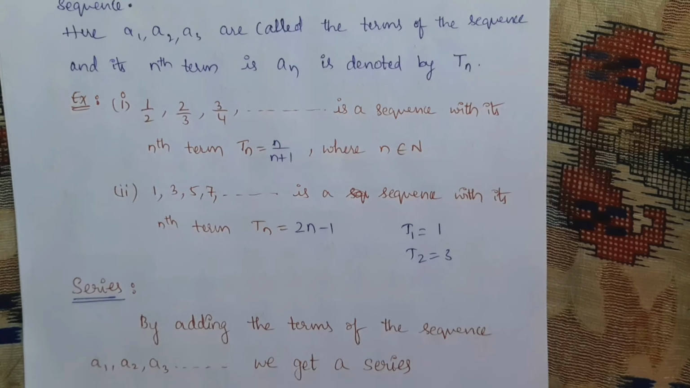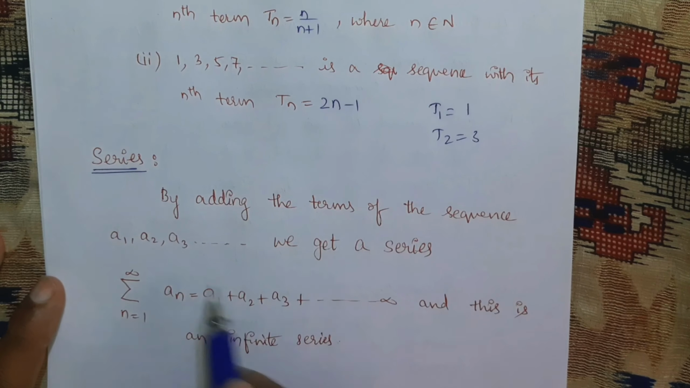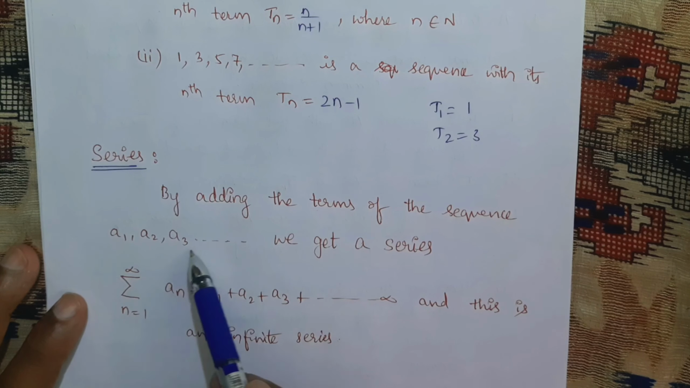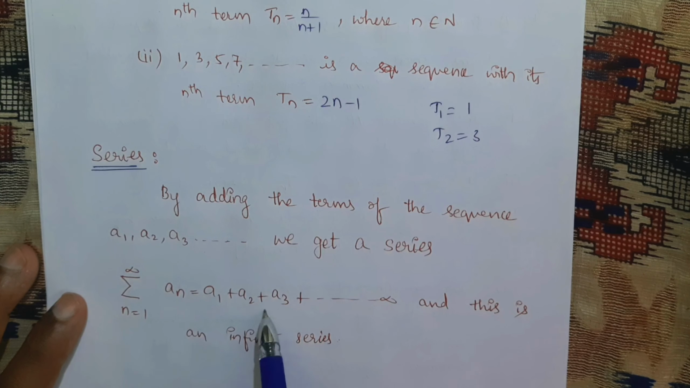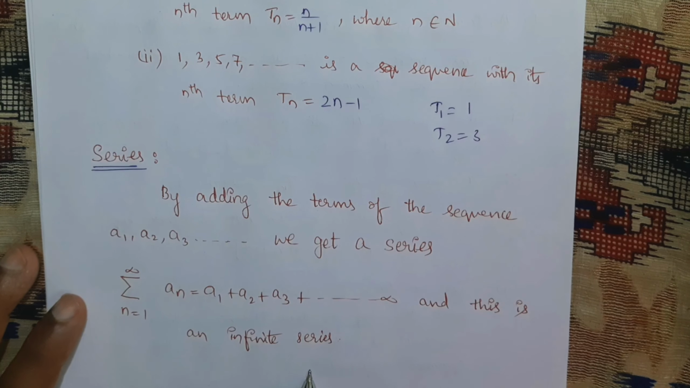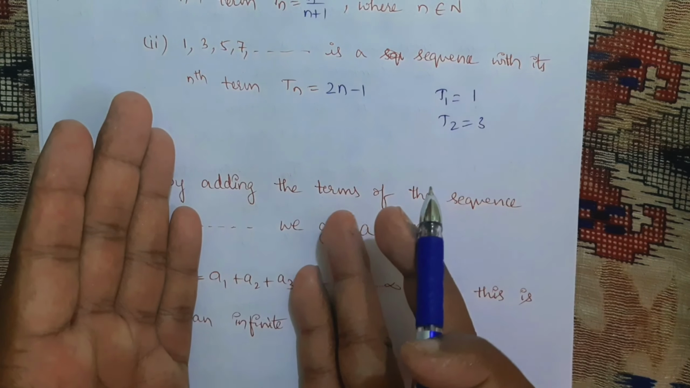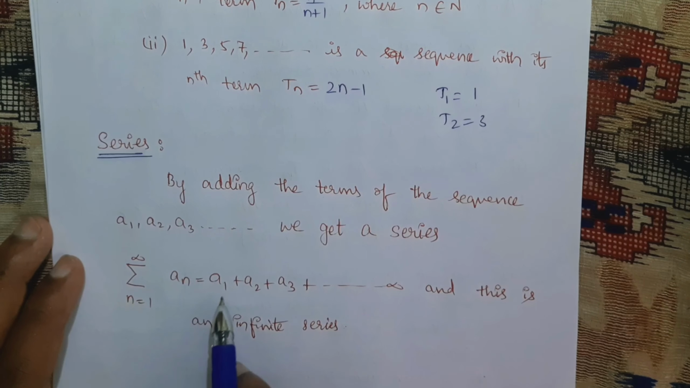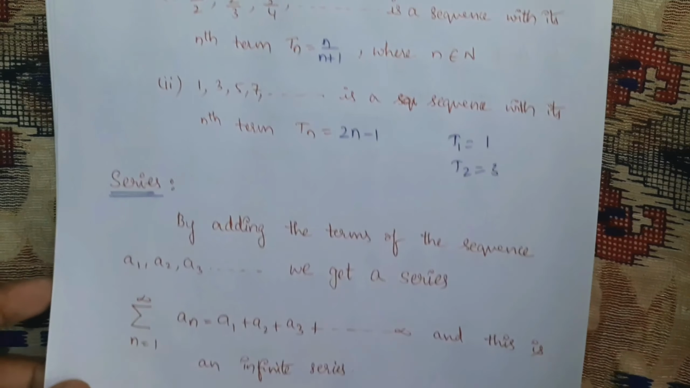Now, next, when it comes to series, by adding the terms of a sequence we get a series. See here, if a1, a2, a3 and so on are the terms of a sequence, and we add all those, like a1 plus a2 plus a3 plus so on up to infinity, this is considered an infinite series. Not only an infinite series, if we add just these three terms, a1 plus a2 plus a3, that is also considered a series, because it is the sum of these three terms of a sequence. Okay, this is about series.